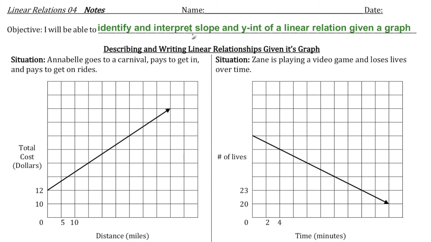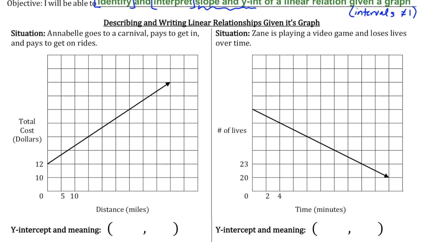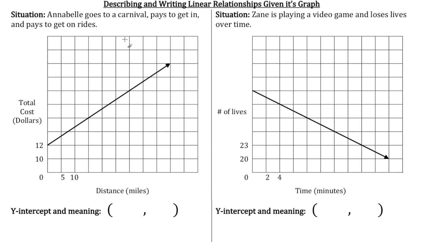Alright, so in this lesson we are going to identify and interpret slope and y-intercept again of a linear relation given a graph, but this time the intervals are not always going to be 1. You'll see what I mean when we start. So Annabelle goes to a carnival.